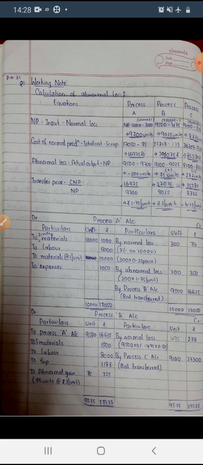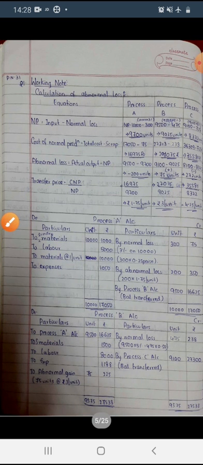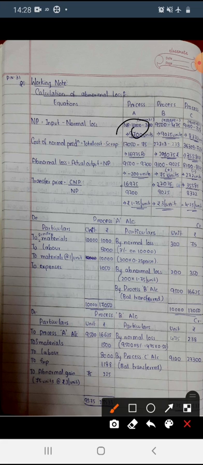Next one, you have to calculate the abnormal loss. Abnormal loss formula: actual output minus normal output. Actual output in units, see the problem. Output in units, how much? See, A output is how much? At the end of A we are getting 9,500. So 9,500 minus normal production. We calculated normal production, how much? 9,700. So minus 200 units is the abnormal value. So abnormal loss. Then transfer price. We need to find out the transfer price. How?